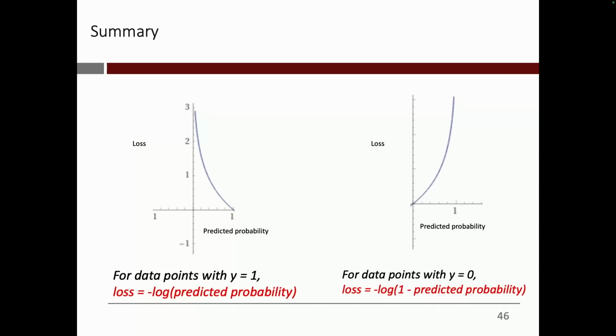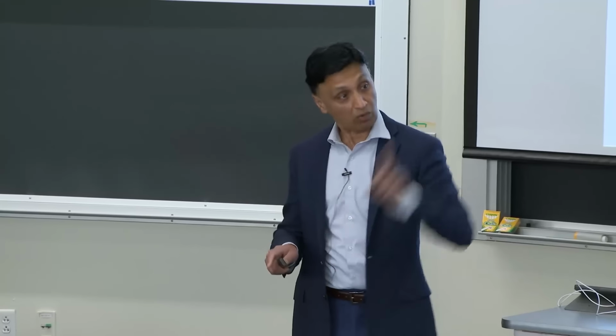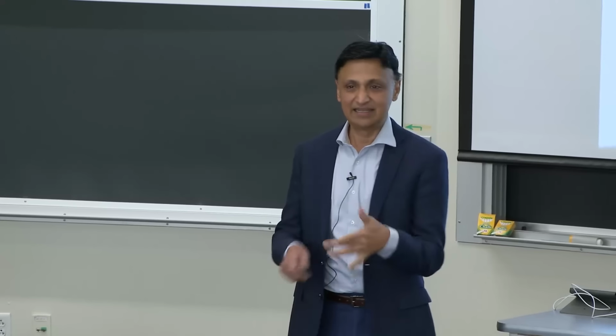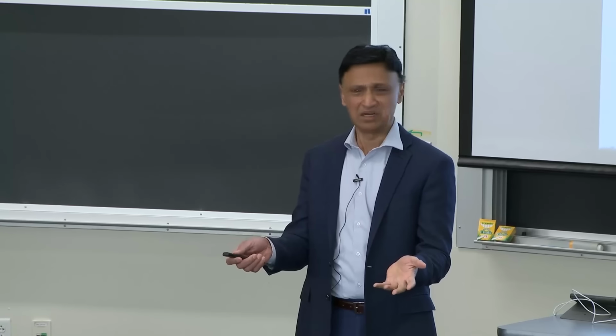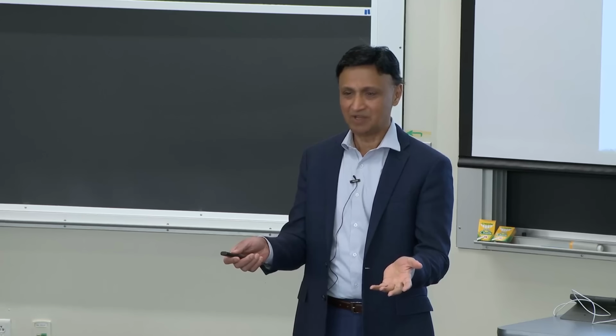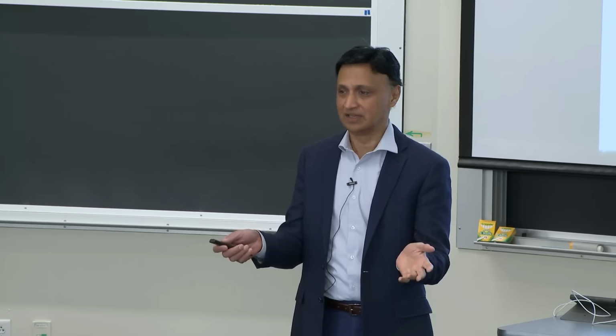So in summary, for data points with y equals 1, we have this. For data points with y equals 0, we have this. But it feels a little inelegant to say, if y equals 1, I want to use this, and if y equals 0, I want to use that. There's an if-then thing going on here, and if-then really irks me mathematically because you can't do derivatives and so on very easily.